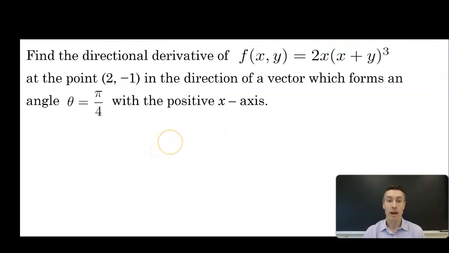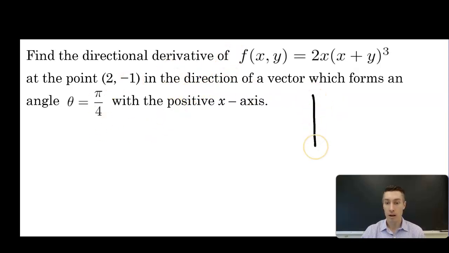Our next example: find the directional derivative of the function 2x times (x plus y) to the third at the point 2, negative 1 in the direction of a vector which forms an angle of theta equals pi over 4 with the positive x-axis. So a little different setup, where they're defining the angle for the direction vector, not the actual components. So we have to break that down a little bit further to get it in the form of a vector. And let's start with that.